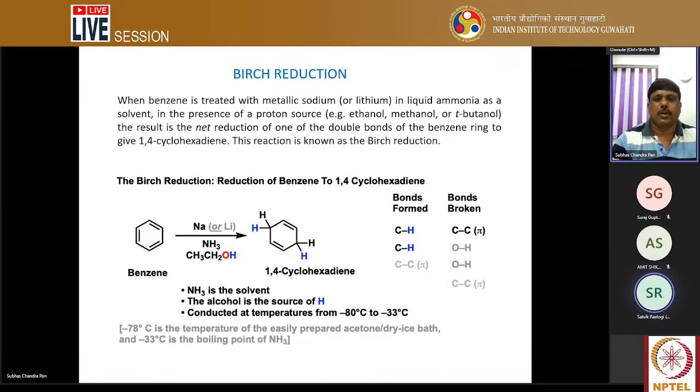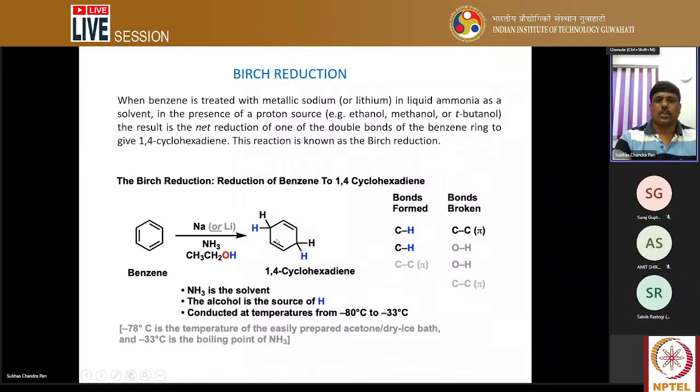When benzene is treated with metallic sodium in liquid ammonia as a solvent in the presence of a proton source, as for example ethanol, methanol, or tert-butanol, the result is the net reduction of one of the double bonds of the benzene ring to give 1,4-cyclohexadiene. This reaction is known as the Birch reduction.